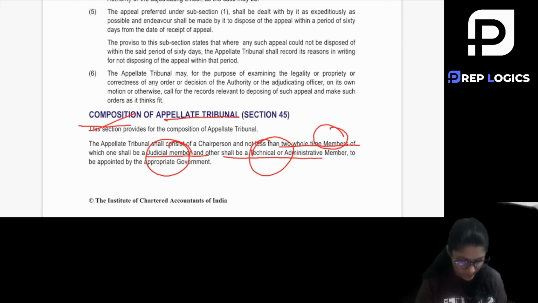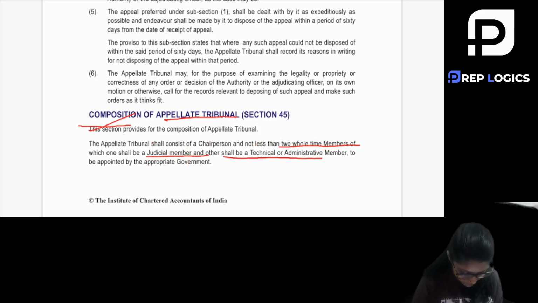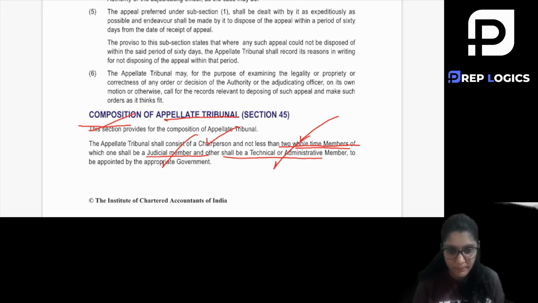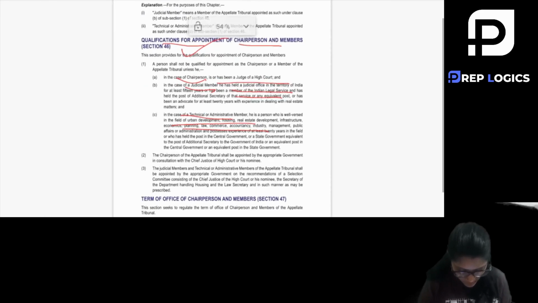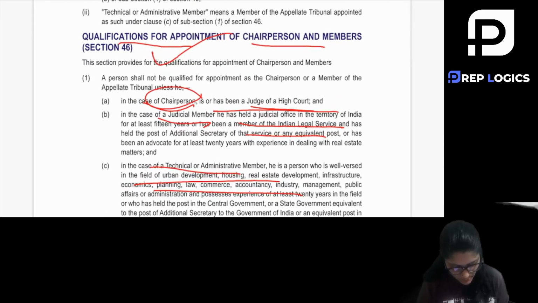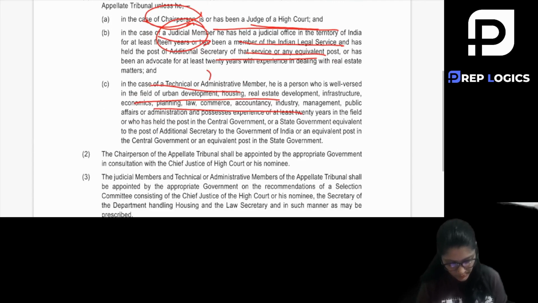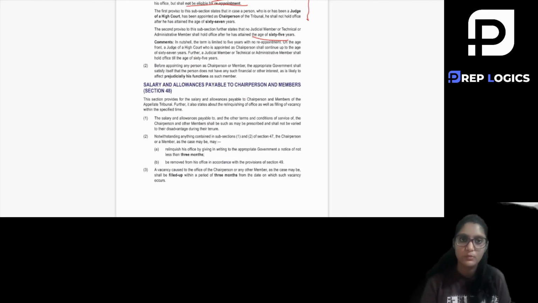Composition of appellate authority. The same thing we have seen in the RERA authority, there is one chairperson and two whole-time members. Now in the appellate authority there will be one chairperson and two members. One of these members will be a judicial member and one will be a technical or administrative member. Qualification: the chairperson must be a judge of a high court, the judicial member has this qualification, and the technical member must have these qualifications.